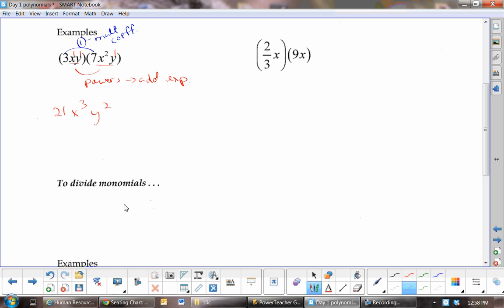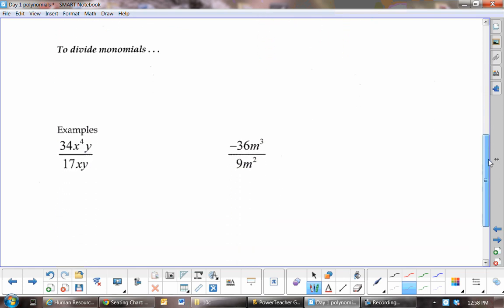Okay? Now the next one is the same question. I just have to multiply fractions together. So I multiply my tops. 2 times 9 is 18 over 3. And that would be x to the x to the 2. Why? Because there's 1s there, and when you multiply powers with the same base, you add exponents. You might have heard me say that a couple times. So that is the same thing as 6x squared. Okay, so this is a lot of review at this point.